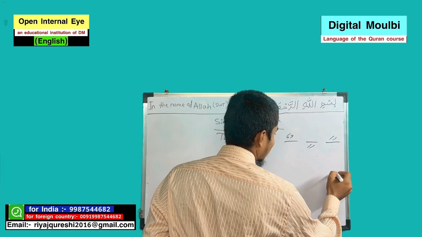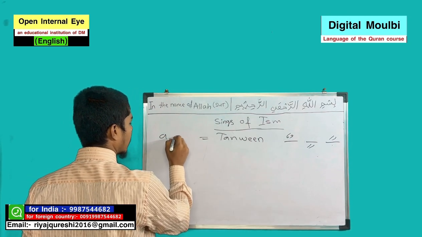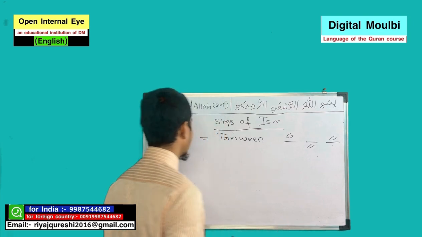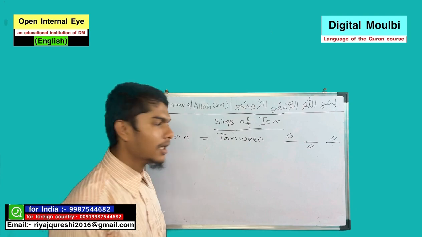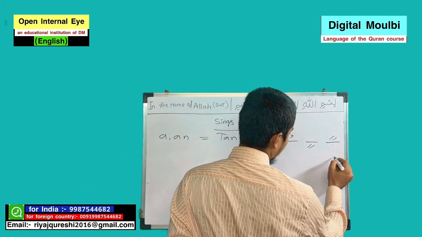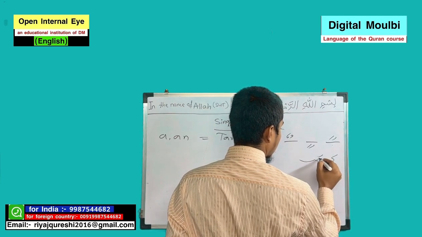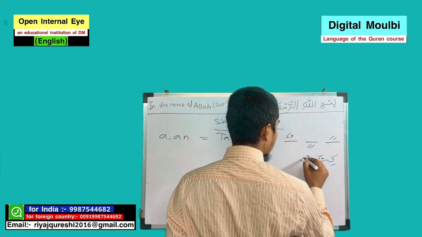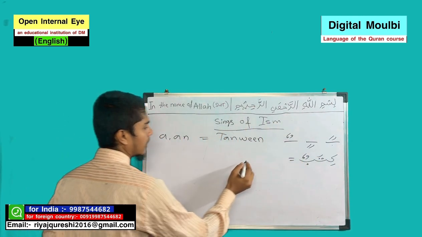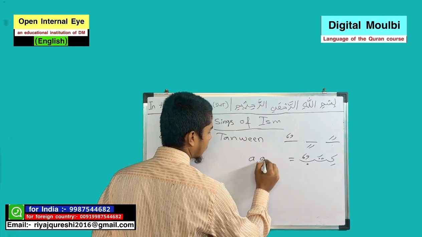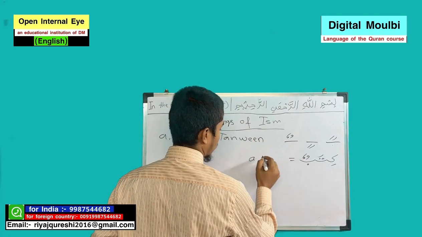Like if I say, what is the meaning of tanween? Tanween means a or an. Okay. So if you mention a word which has tanween, like kitabun, that means it will carry one of these articles, a or an. So if I say kitabun, that means a book.